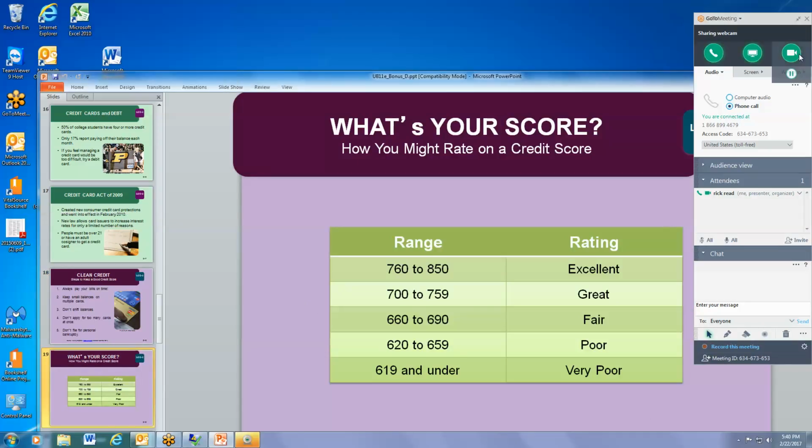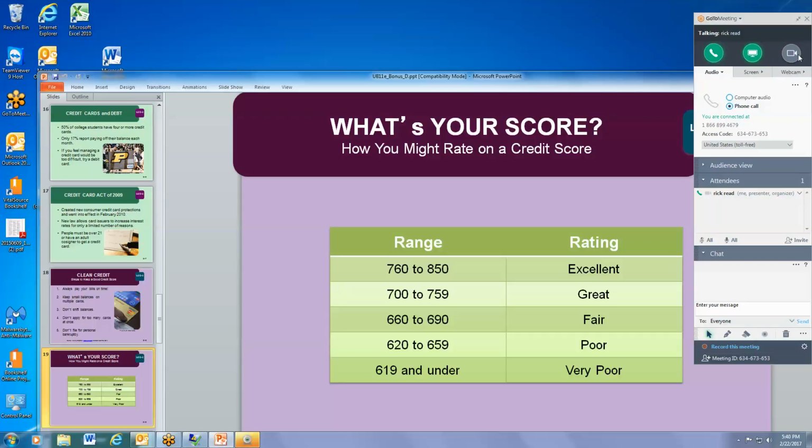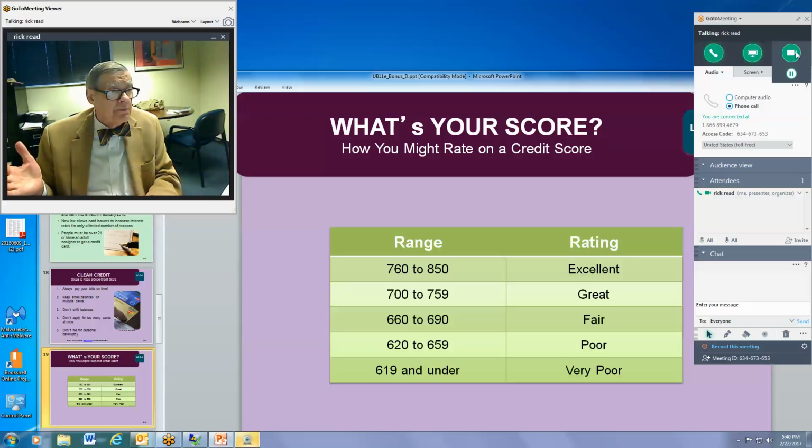Scores have changed some. These figures here may not be 100% accurate, but it gives you something to go on. And you are entitled to one free credit report a year. And it's just a good thing to get to keep up with it. And remember, you can challenge things.